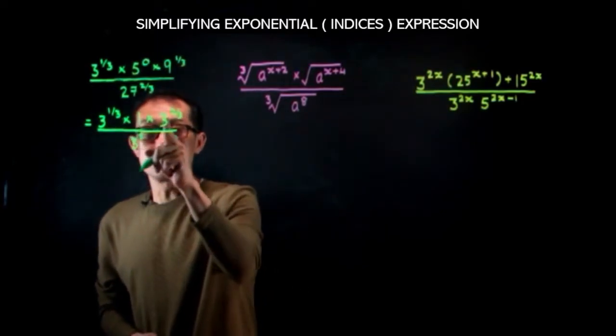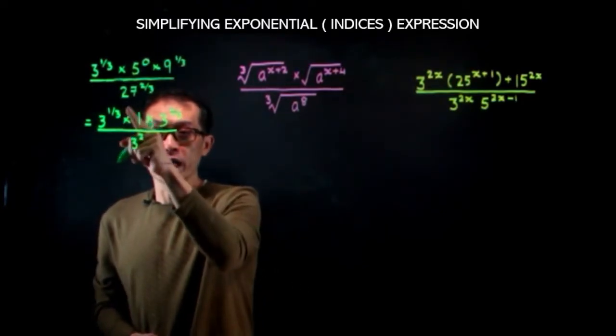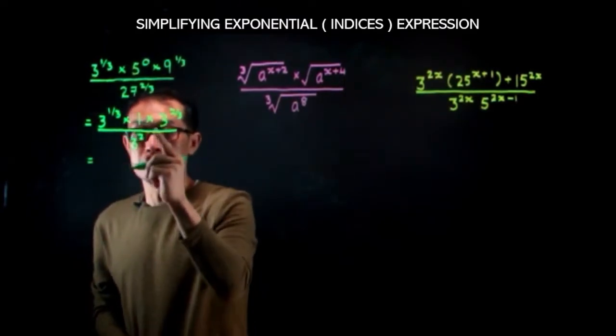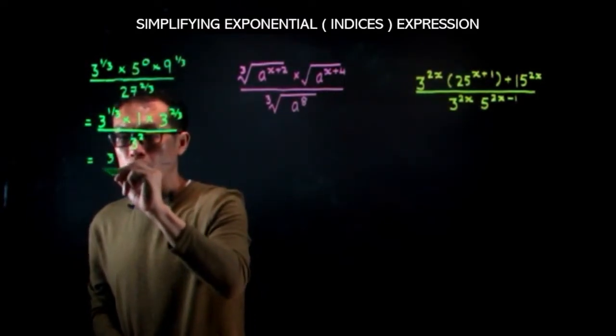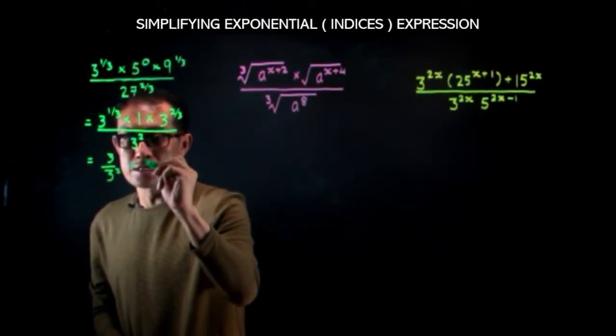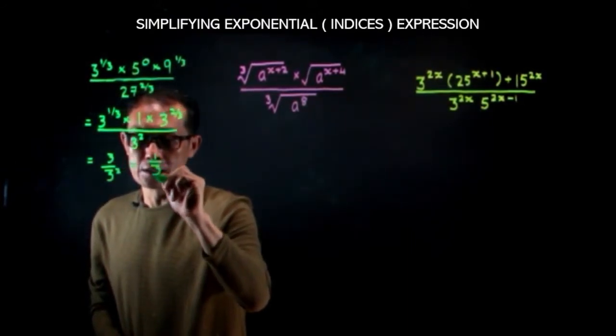Now when the bases are the same, you can add the indices. So this is 3 to the power of 1 over 3 squared. So the answer is 1/3.